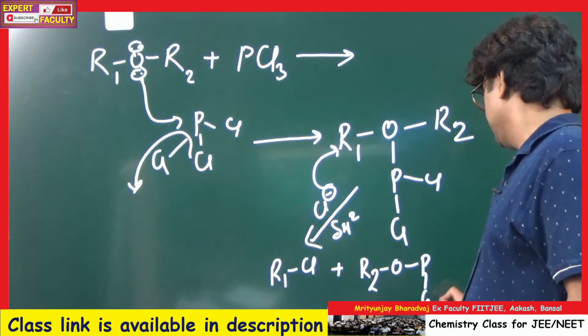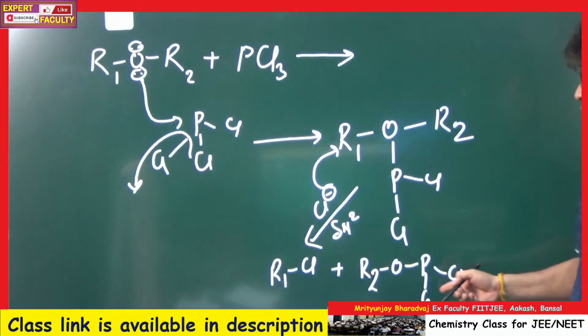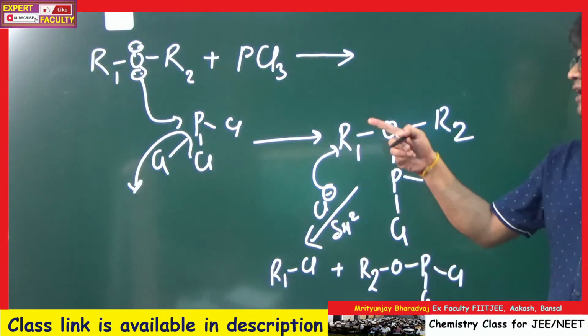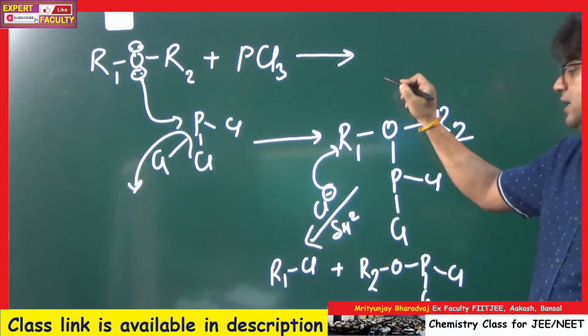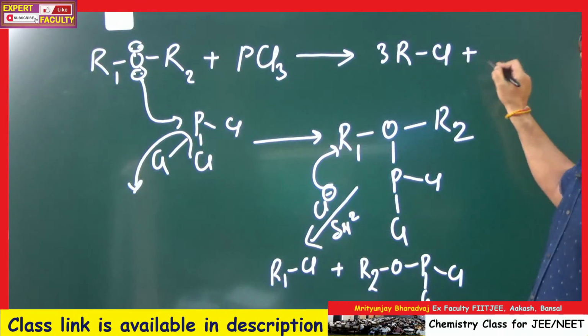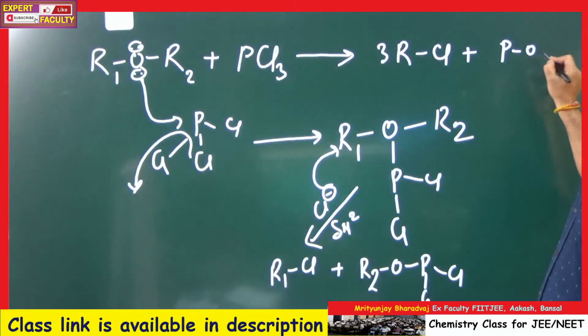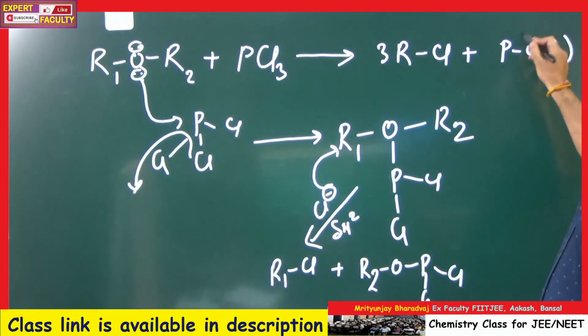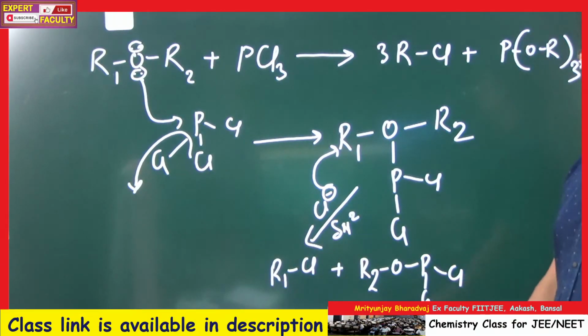R-O-P-Cl. Similarly, two more chlorines are there. All will react, and finally what will we get? Three molecules of RCl and P(OR) thrice, like this. This will be the product.